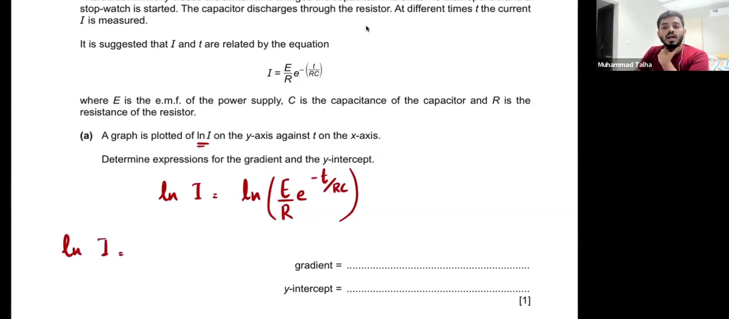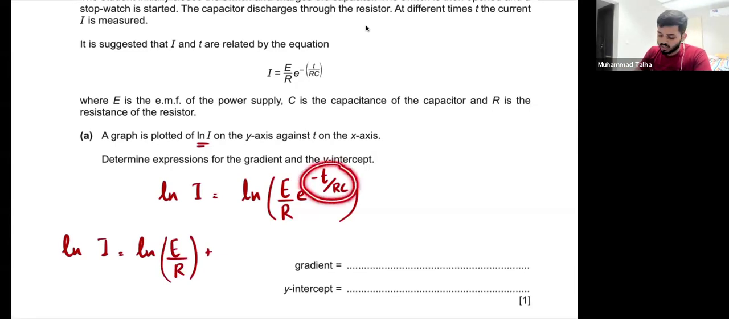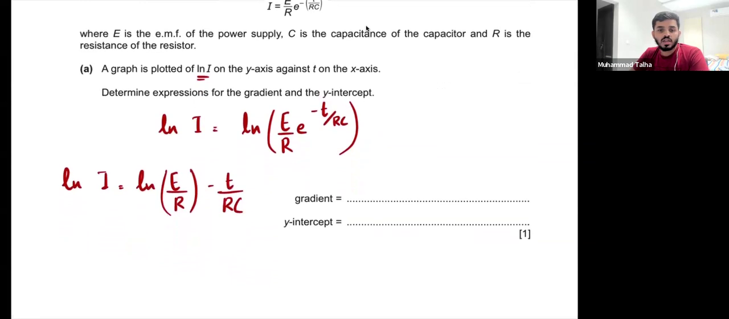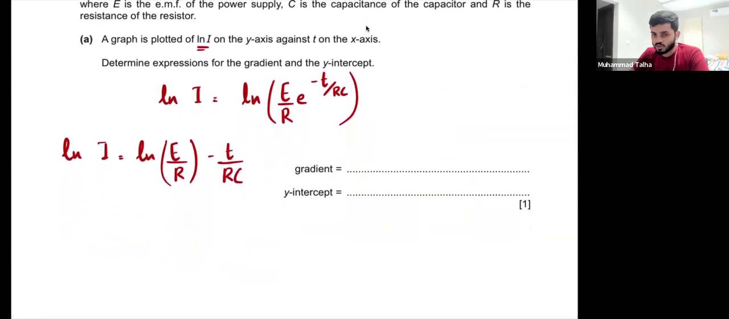Basically, I have an E over R term, and then I have the exponent to the negative term. So let's split this up using these log rules. This is ln E over R, and there's the ln e to the negative t over RC, and you know ln e is 1, so the power negative t over RC comes down. So this becomes negative t over RC. Again, this is not really difficult. You guys know how to do this. This is also something which was asked in a lot of recent P4s.